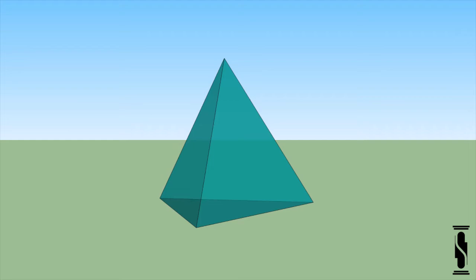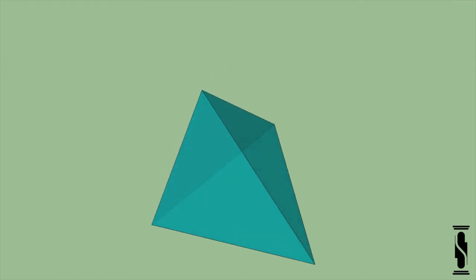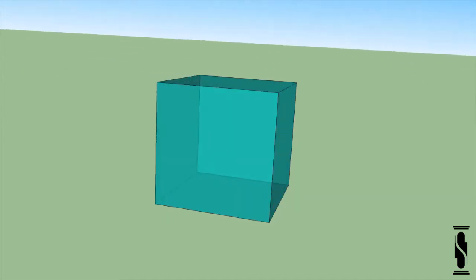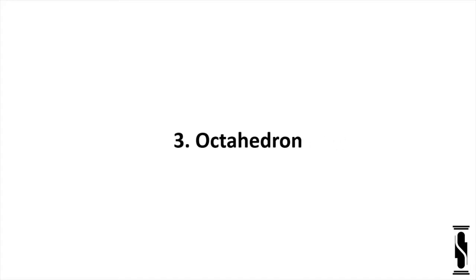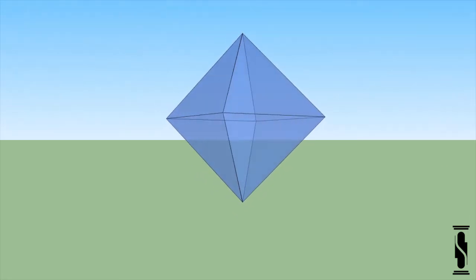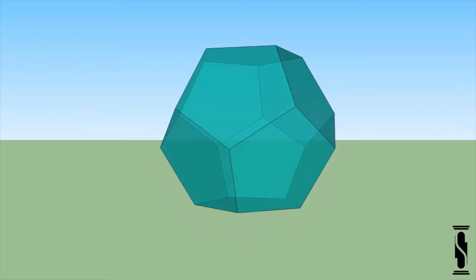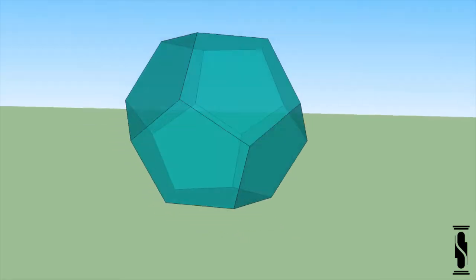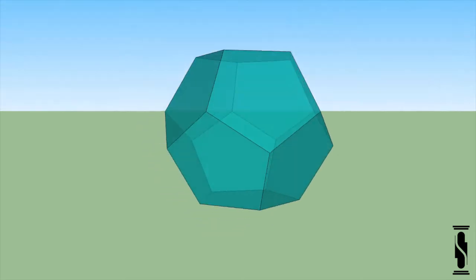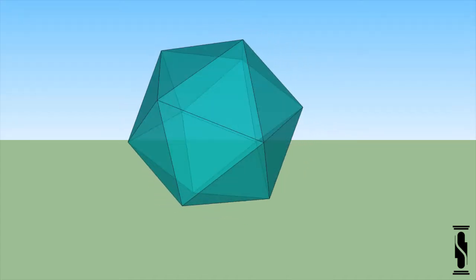Number one is tetrahedron. A tetrahedron has four equal faces and each face is an equilateral triangle. Next is the cube or hexahedron. It has 6 faces, all are squares. Next is octahedron. It has 8 equal equilateral triangles as faces. Next is dodecahedron. It has 12 equal and regular pentagons as faces. Next is icosahedron. It has 20 faces, all are equilateral triangles.